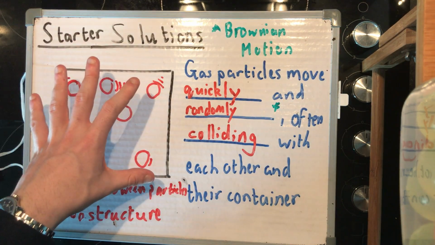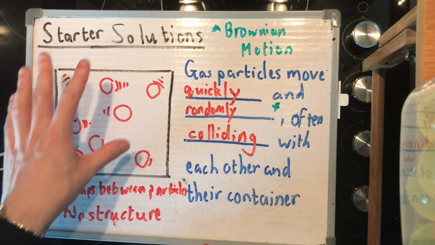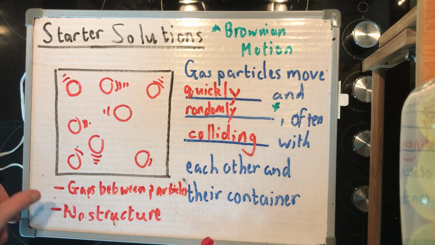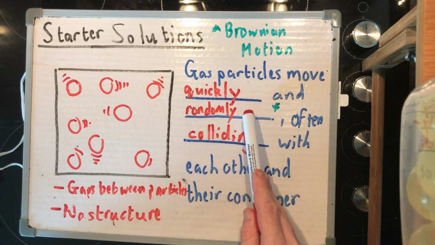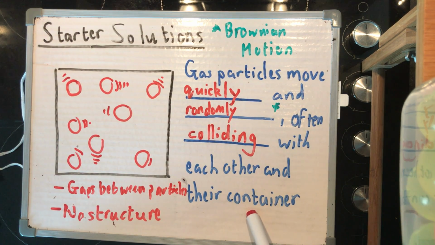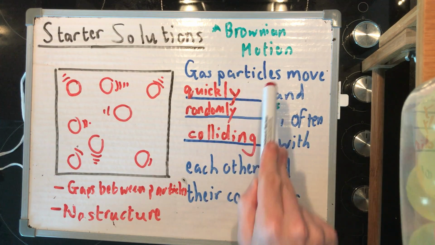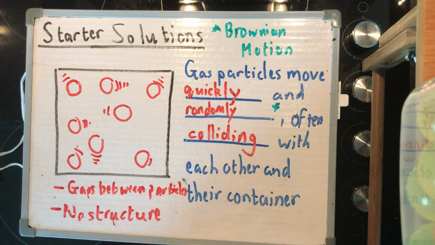So draw in a particle model if you haven't done so already. Something like mine will do as long as you have gaps and no structure. And for your sentence: gas particles move quickly and randomly, often colliding with each other and their container. This type of motion is known as Brownian motion if you want a little extra to add to your notes.